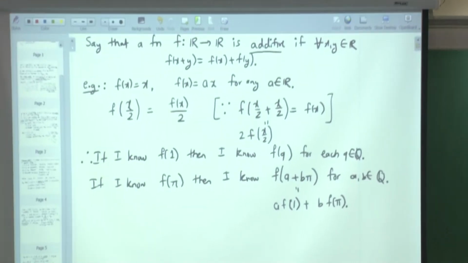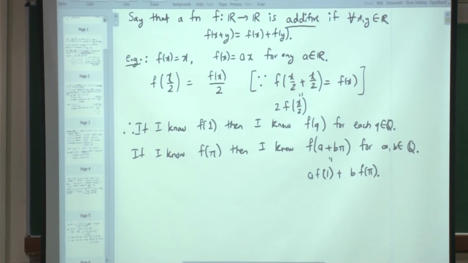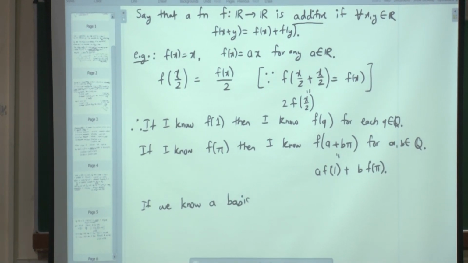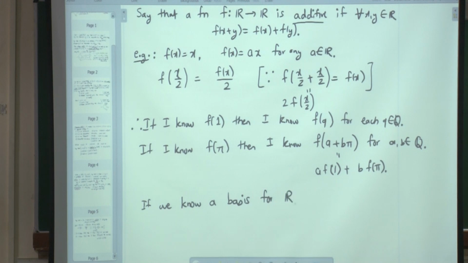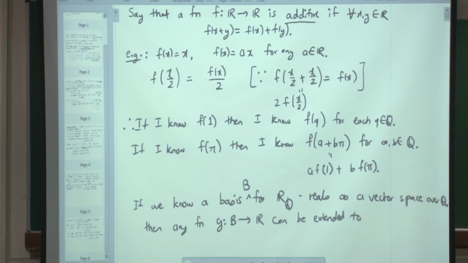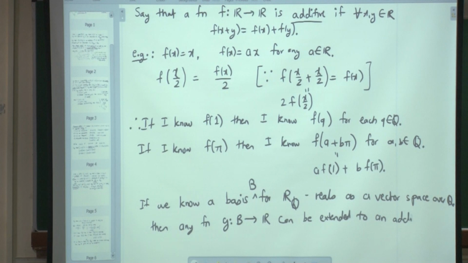Okay, so I am not going to write anything over here, apart from this, that if we know a basis B for R over Q, I mean reals as a vector space over Q, then any function G from B to R can be extended to an additive map F from R to R.